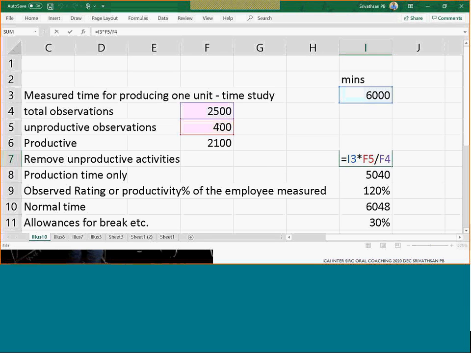Out of the 2,500, 400 was unproductive. So out of 6,000 minutes, 960 is unproductive. For productive only, you can calculate this as 6,000 into 2,100 divided by 2,500. You get the same answer, 5040.